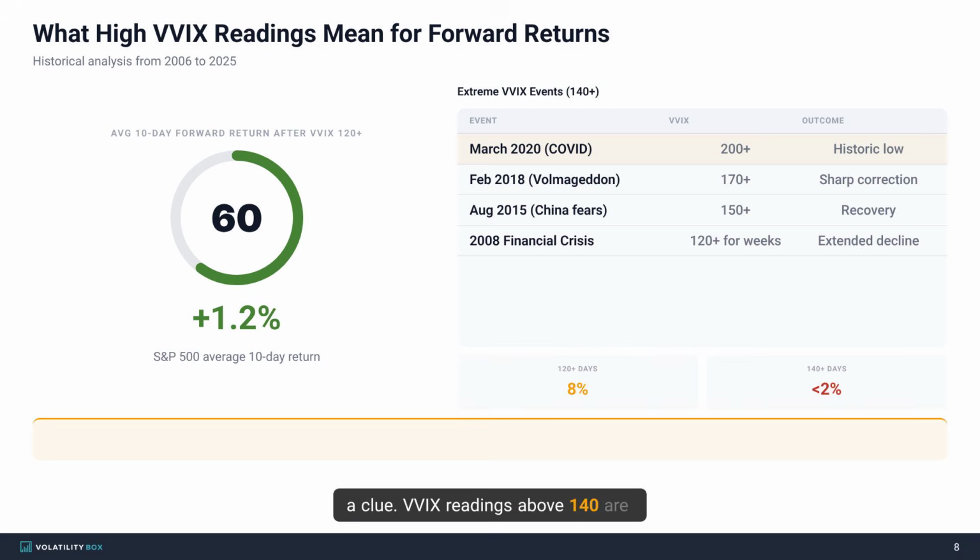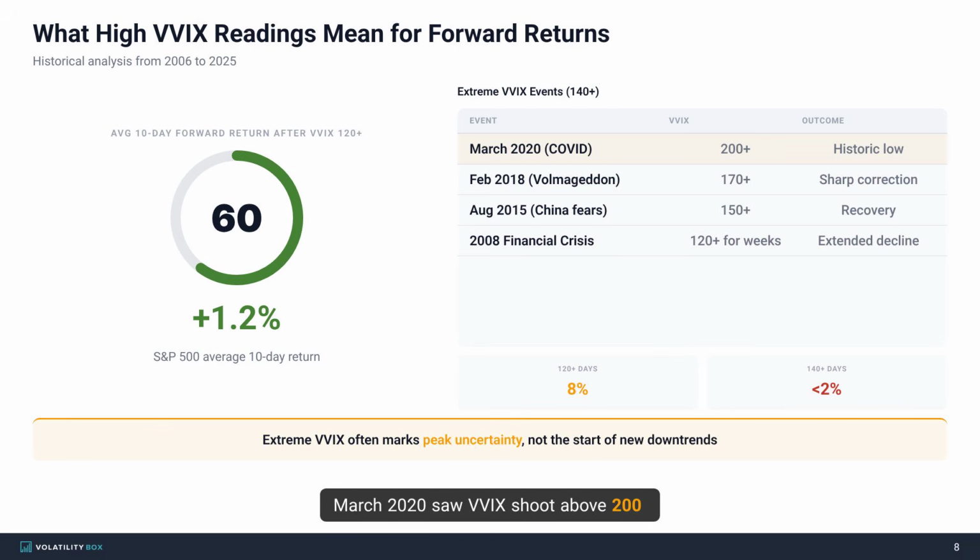VVIX readings above 140 are rarer than even the 120 ones, fewer than 2% of trading days versus the 8% for 120. Those prints aligned with major dislocations. So COVID was a great example. March 2020 saw VVIX shoot above 200 during that moment. Feb 2018 was another period when it hit 170. So a few different moments where we've really broken the norms.